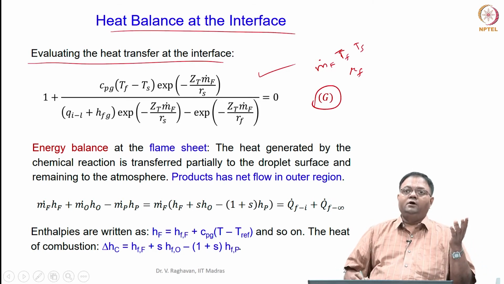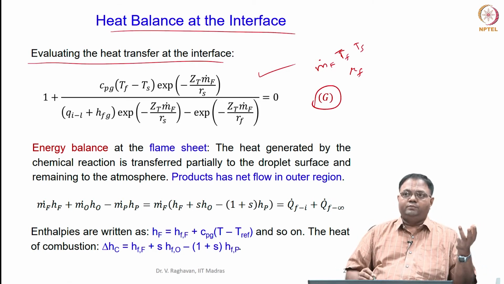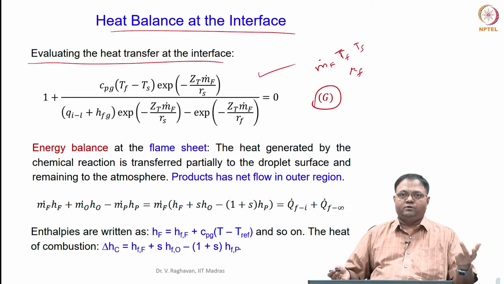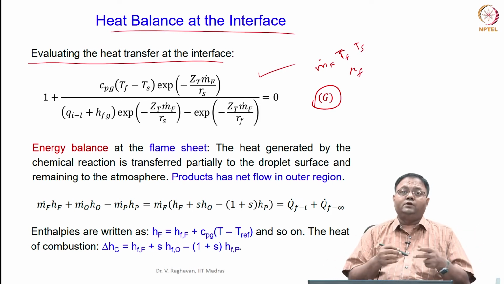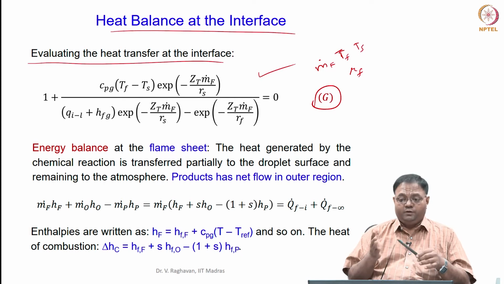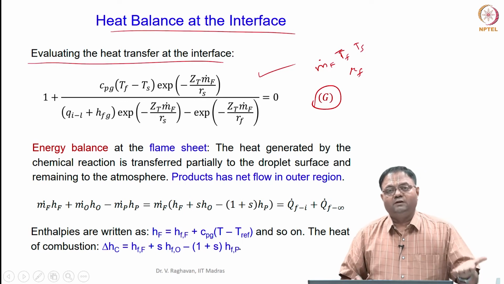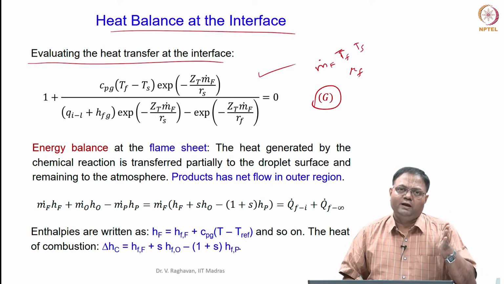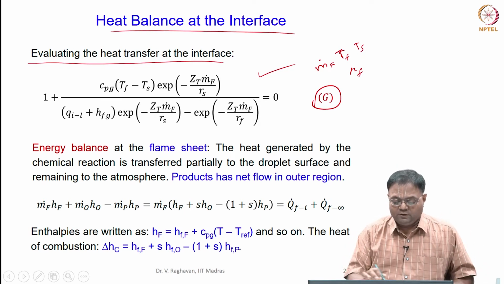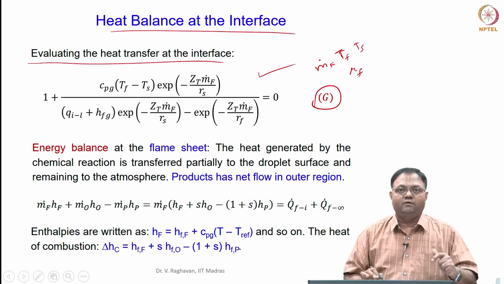Already we have two equations: one for the inner region species conservation, fuel conservation, and one for the outer region oxygen conservation. After getting the temperature profiles, we put the heat balance at the interface. Based upon that, I get this equation. So this is the third equation I have generated.